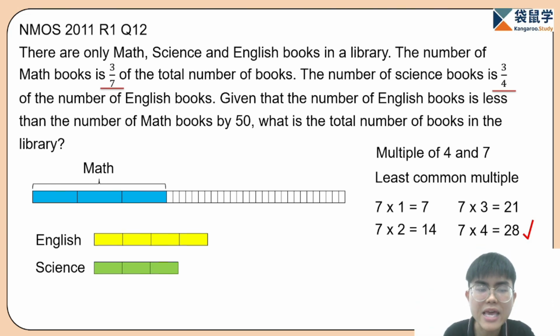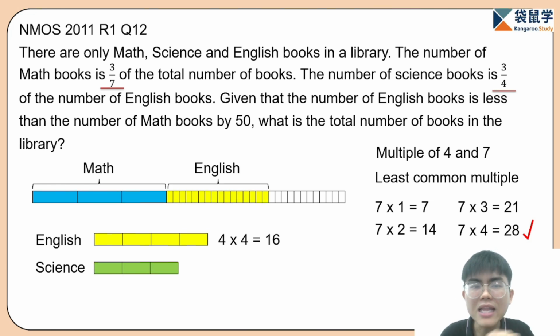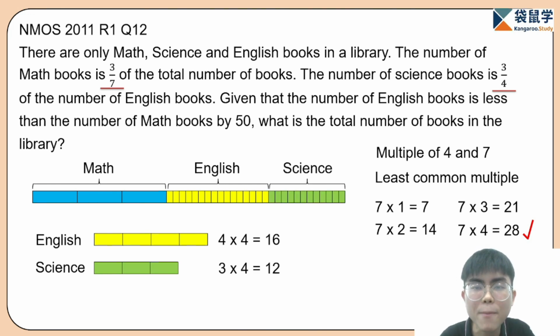So we just say that English book and the science book have a total of 7 units. We'll need to separate each unit into how many units here? 4 units. Since English book has 4 units, so how do we find that it has how many units in the model? We'll use 4 times 4 which is 16. Okay, so now English book is 16 units. Now for science book, we'll use 3 times 4 which is 12. Okay, so let me also add the science book into the model.